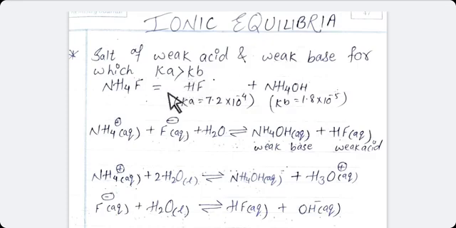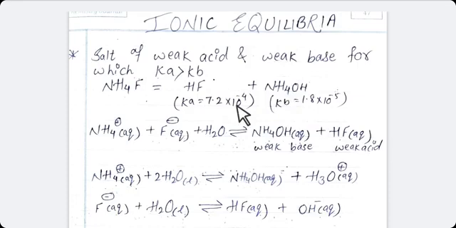Now we are taking an example here, ammonium fluoride. It is a salt of weak acid HF, hydrogen fluoride, and weak base, ammonium hydroxide. So NH4F, ammonium fluoride, is a salt which is made by weak acid HF and weak base NH4OH, ammonium hydroxide.